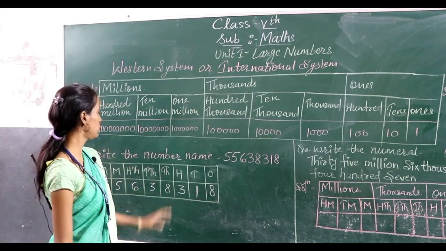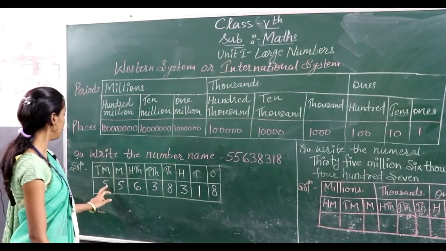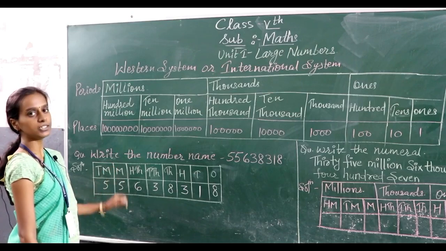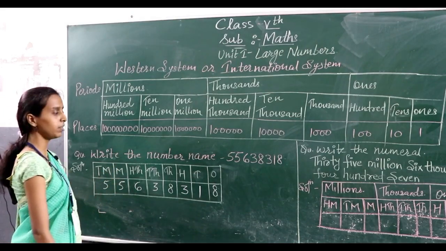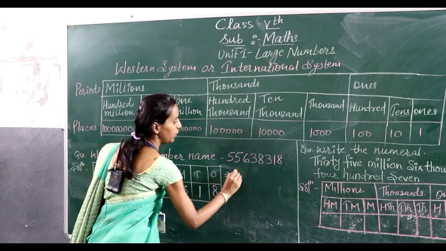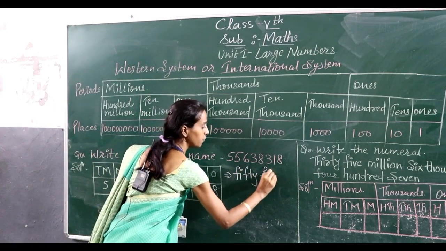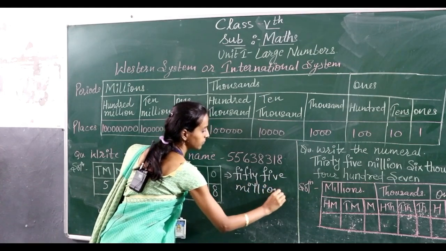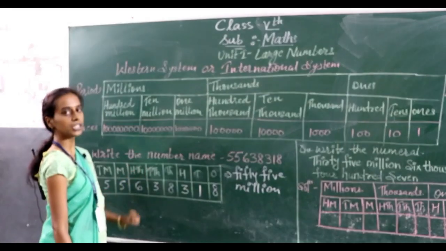Okay, so we have completed the chart. Now we have to write that in the number name. So how will we write? See, it is 55 and this column is the millions column. So we will write 55 million. Next is 63 and this is the thousands column.